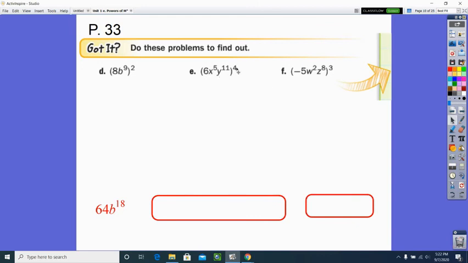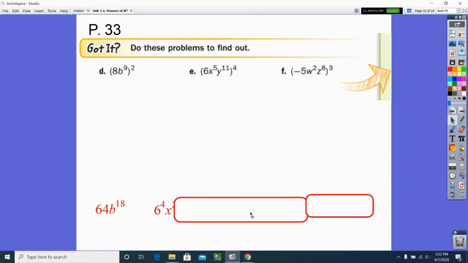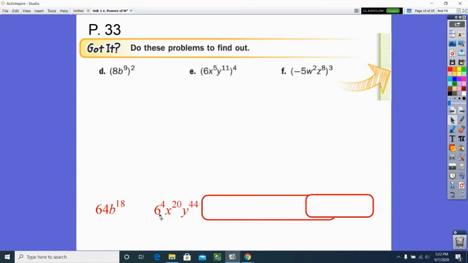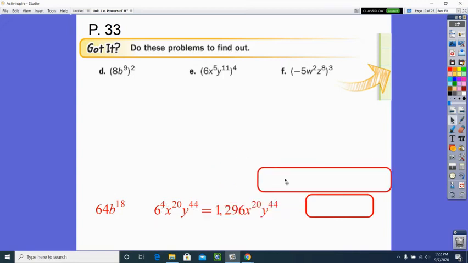6 is going to be raised to the 4th power. X to the 5th is going to be raised to the 4th power. And y to the 11th is going to be raised to the 4th power. So there's the 6 to the 4th. And then we're going to have x to the 20th, 5 times 4. And y to the 11 times 4. And then we could pick up our calculator and do 6 to the 4th, and we would get 1,296, x to the 20th, y to the 44th.